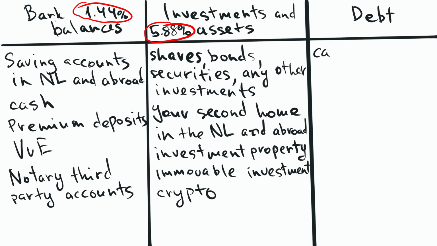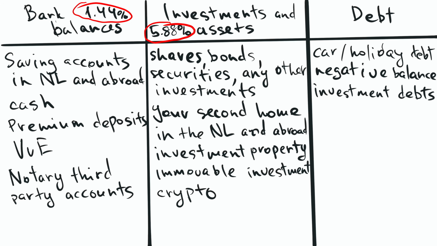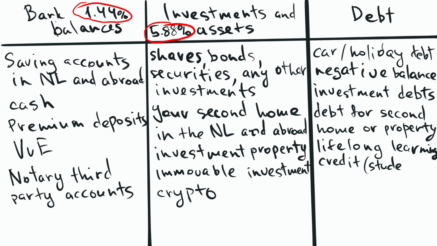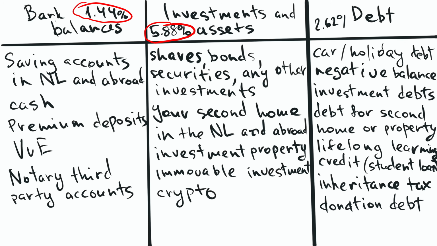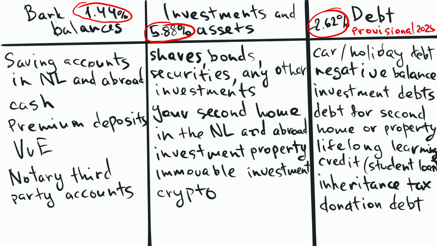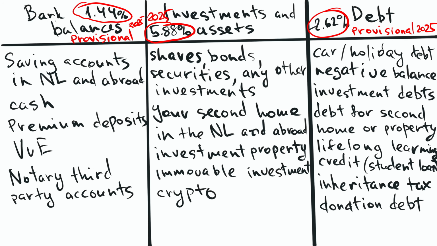Next, we have debt. So if you have some debt accumulated, you can reduce your tax base, and they also have a provision for how much debt you're paying every year. So how much is your debt accumulation? In debts, we include any debt for a car or a holiday, also negative balances on bank accounts, debt to financial shares, bonds, securities, so your negative investments, also debt for a second home or other immovable property, also something called a lifelong learning credit that you must repay, also inheritance tax, and the debt resulting from a donation on paper. For the debt, the Dutch government assumes a minus 2.62%. I should mention that both the bank balance and the debt percentages are provisional, so they're not 100% settled on them yet, and they will settle on the percentages by the end of the year. But for investments and assets, this 5.88% is already settled. It's going to be used in 2025.